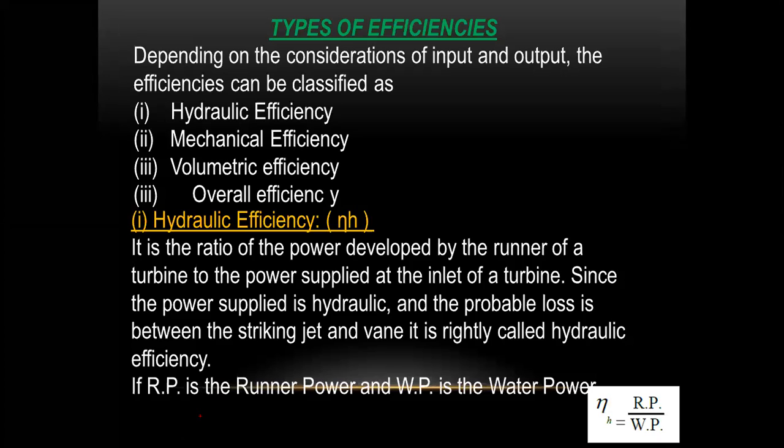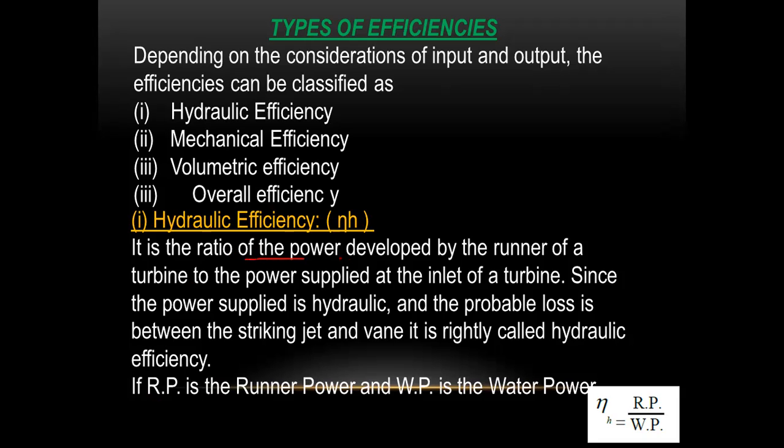Next, coming to the types of efficiencies. We are having 4 types of efficiencies: hydraulic efficiency, mechanical efficiency, volumetric efficiency, and overall efficiency. In the centrifugal pumps unit also we studied the same. Here also we are seeing the same efficiencies. Now see the hydraulic efficiency.